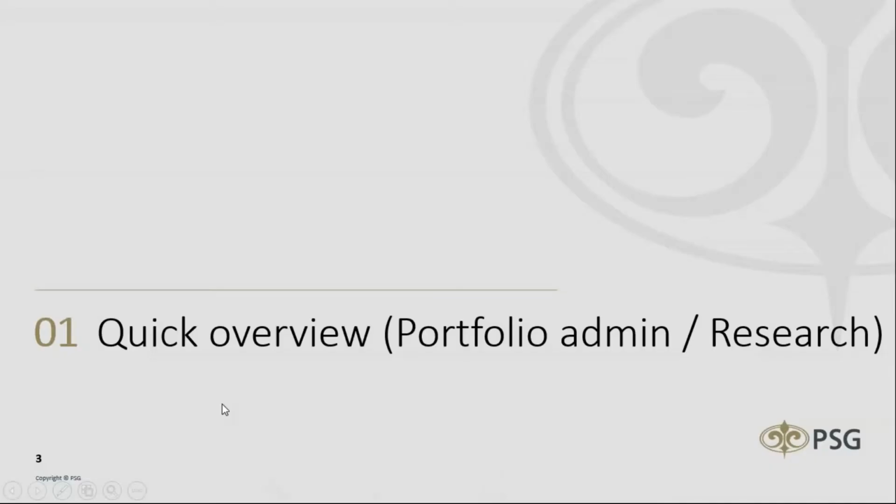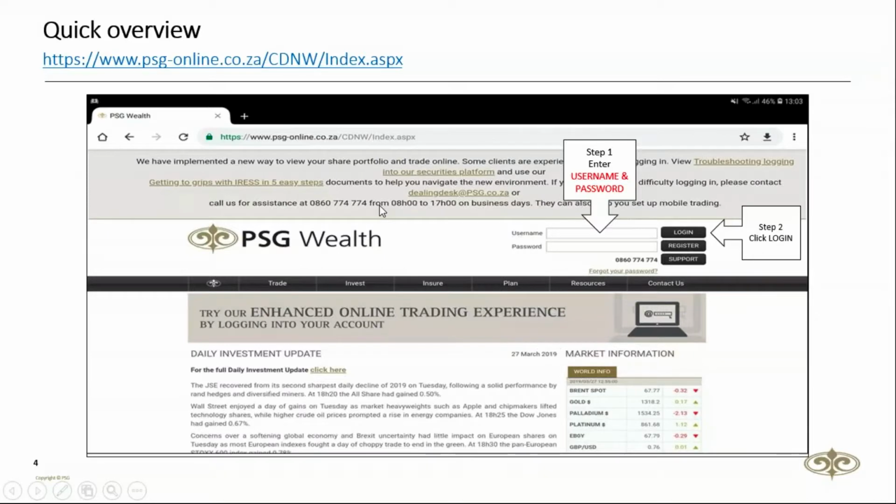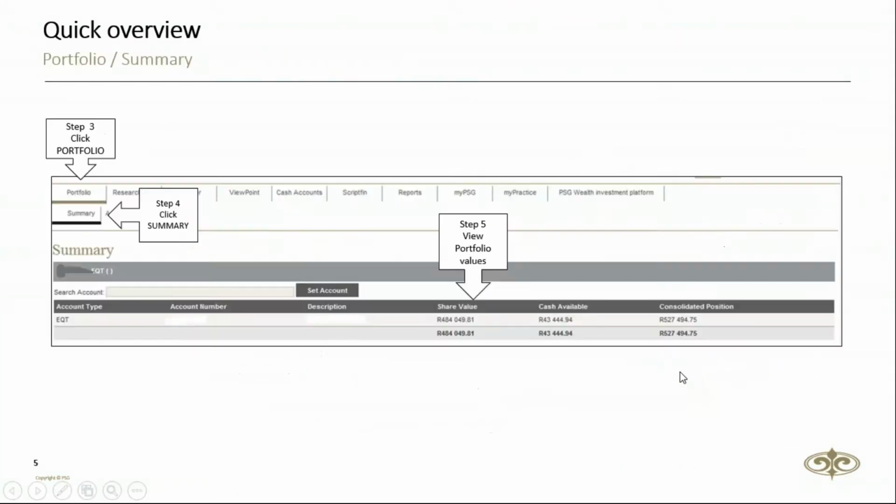So first things first, as I say, we'll give you a quick overview. This is on a tablet. On your tablet, you would have gone, like you did in the past, to the PSG Online website. This is what it looks like on the tablet. Okay, so remember, it's PSG Online. That's the one you want to be using. So you'll be entering your normal username and your normal password, like you did in the past, and you click on Login. Okay, once you've logged in, you should be able to see what we call a summary page.